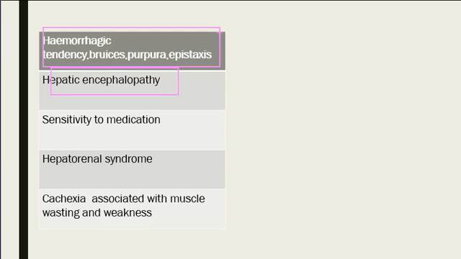Now, you must remember that the liver is where a lot of the coagulation factors are produced. So liver dysfunction would disrupt the production of those and lead to hemorrhagic tendencies, bruises, purpura, and epistaxis. Apart from that, we see sensitivity to medication, and this is because of the decreased metabolism of the drugs. Then one of the severe things can be hepatorenal syndrome, where there is acute kidney injury, and we can also notice muscle wasting and weakness in some people.